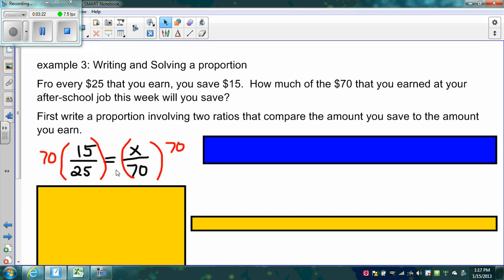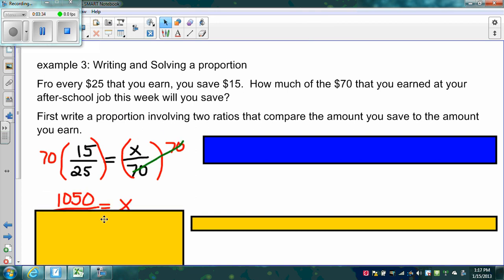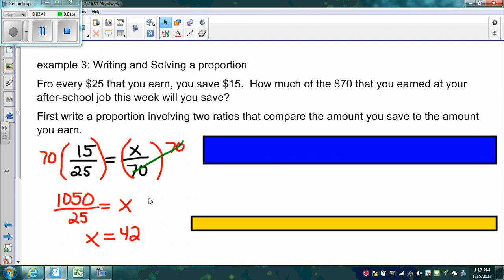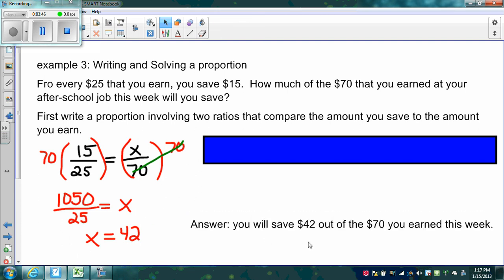Because that's how much you save, that's how much you earn. x is how much you're going to save, 70 is how much you earn. Then we can multiply by 70 on both sides to get x alone. So we end up with 1,050/25, and then we can divide 1,050 by 25 and get x equals 42. So our answer is you would save $42 out of the $70 you earned this week.